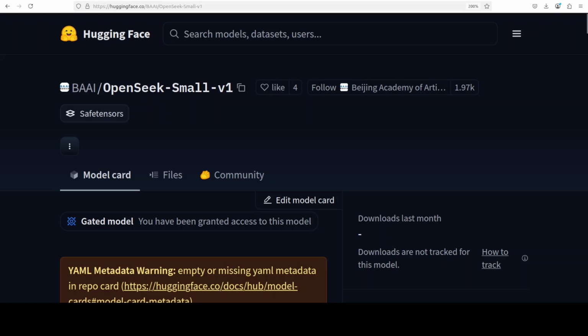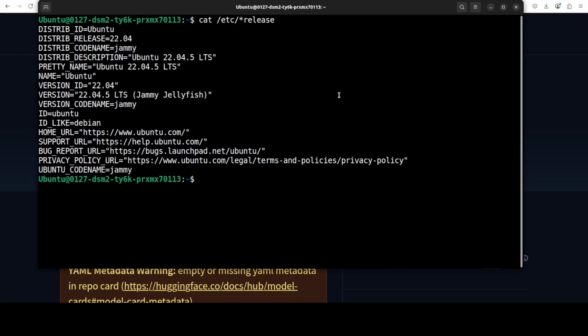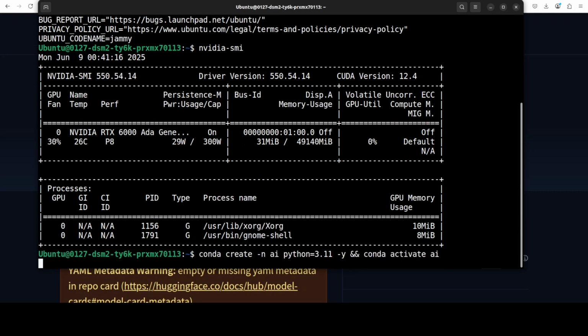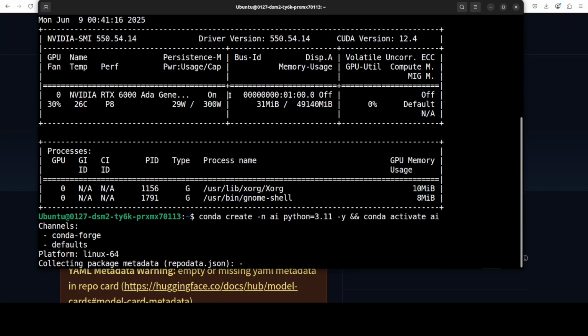So let's get started, and this is the Ubuntu system I'm going to use. My GPU card is NVIDIA RTX 6000 with 48 GB of VRAM. Let me start by creating a virtual environment.